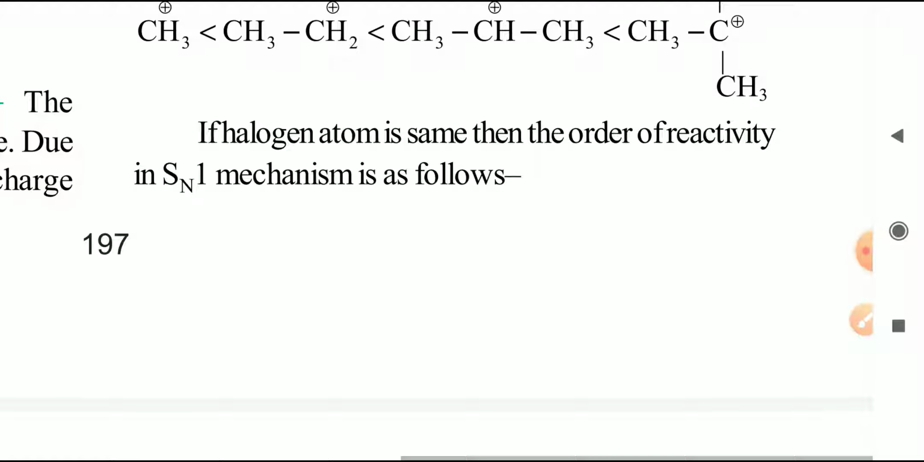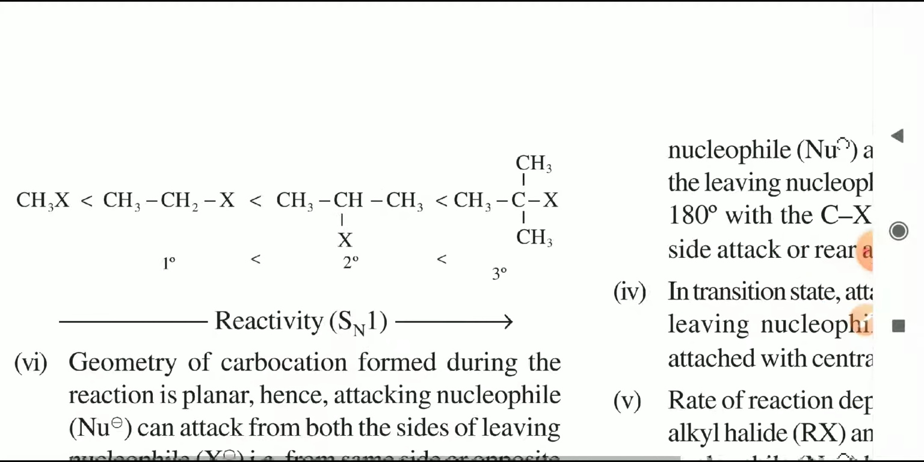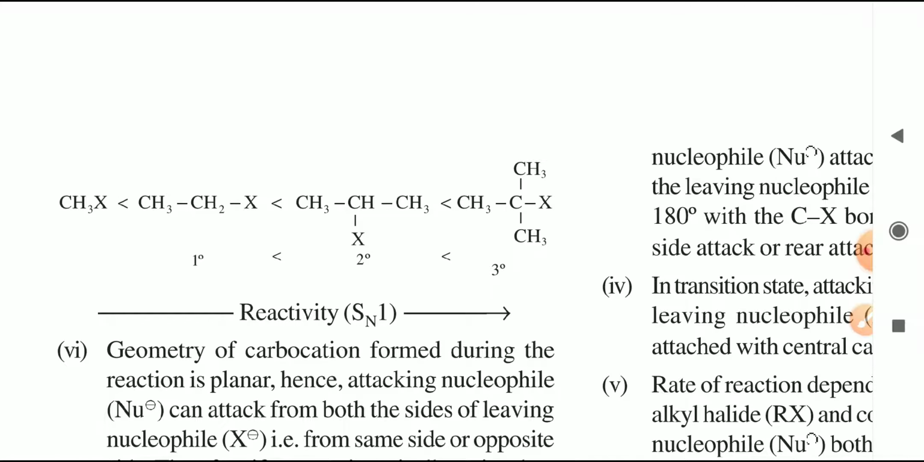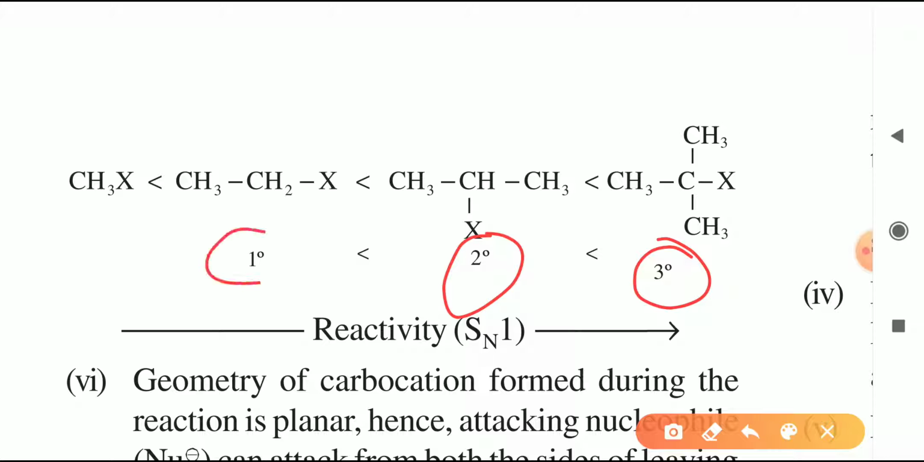Clear? Now next is mechanism. What is the mechanism? Sorry, that one is reactivity. What is the reactivity of the SN1 reaction? We can explain easily: the 3 degree carbocation is more stable than 2 degree, than 1 degree. The reactivity of the SN1 reaction increases from left to right.